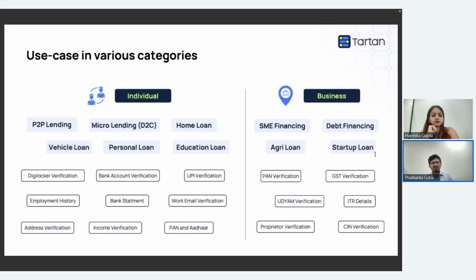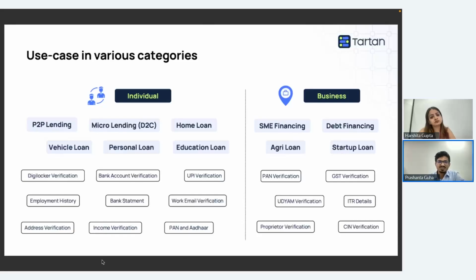Then one of the bigger use cases that Tartan serves is income verification. Generally, when it comes to income verification, you'd have to ask the user to submit a lot of different documents like payslips or bank statements. One of the offerings that we have is OCR systems which can read bank statements and individual payslips and provide you a detailed breakup.